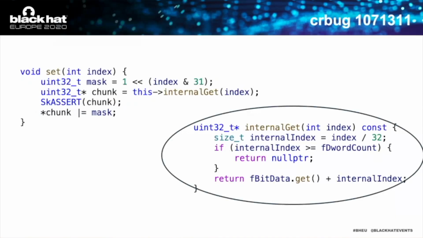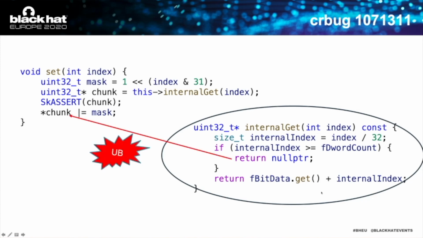Chrome bug 10711311 is also in here. It is similar to the previous one. The set function takes the return value of the internal get function to do an OR operation. In the internal get function, a null pointer will be returned in the bound check failure. Null pointer dereference is undefined behavior. LLVM will remove the branch so that the check won't take effect. We can pass a large index to trigger an out-of-bound write.